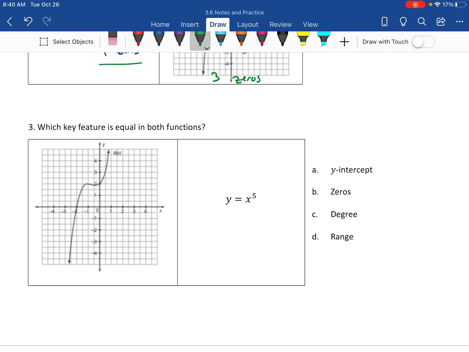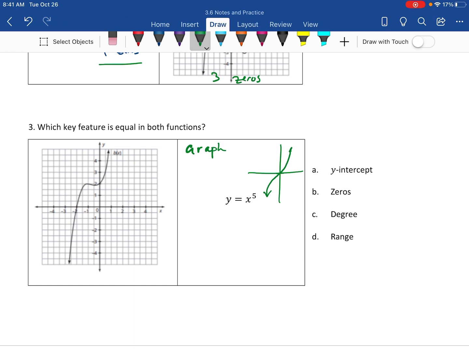Number 3. Number 3 asks what key feature is equal for both functions. Now the easiest way to do this is to graph both of these. I already have the first one graphed, so I can see what my y-intercept and zeros are going to be. X to the 5th, I cannot, so go ahead and go on Desmos and graph that. If you graph it, it's going to look kind of like that. It's going to be a little flatter here. But then we're going to go ahead and compare.